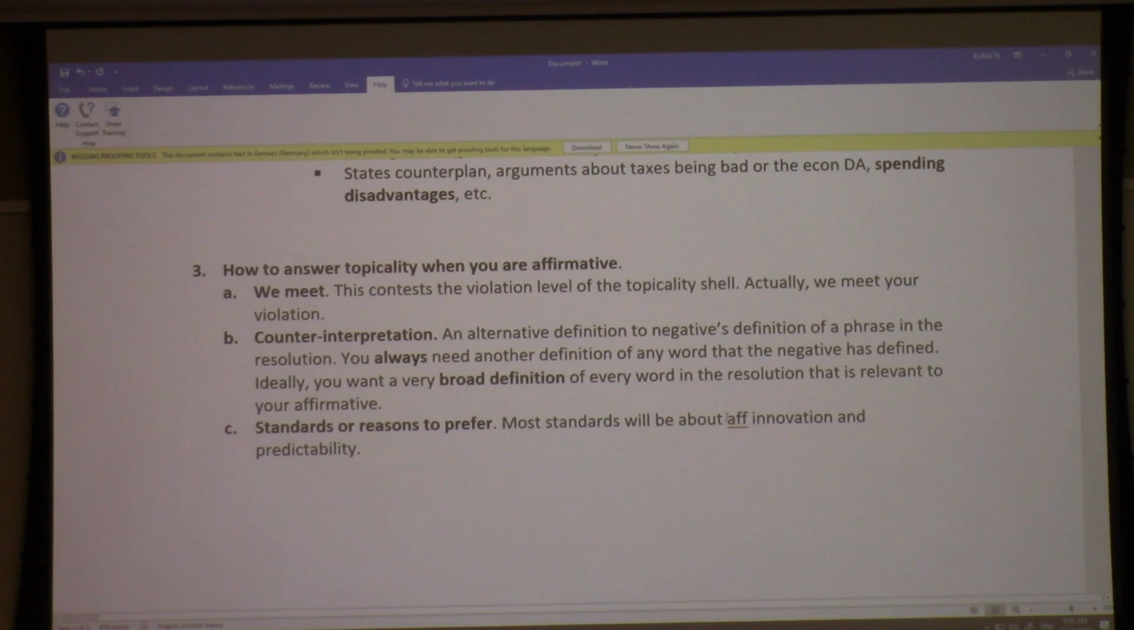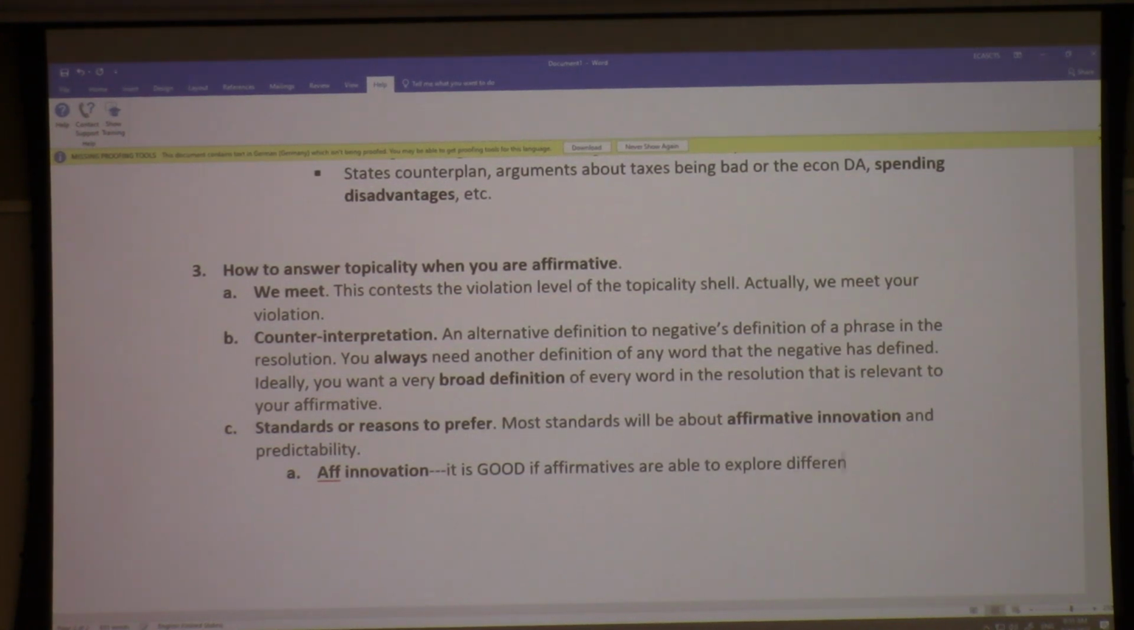So what's aff innovation, or affirmative innovation? This is the idea that affirmatives need to be able to explore different parts of the literature or different parts of the topic and change their arguments over the course of the year. So aff innovation: it is good if affirmatives are able to explore different parts of the literature and different parts of the topic over the course of the year.